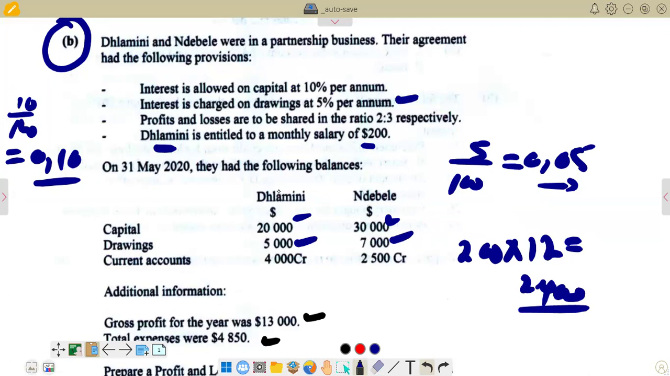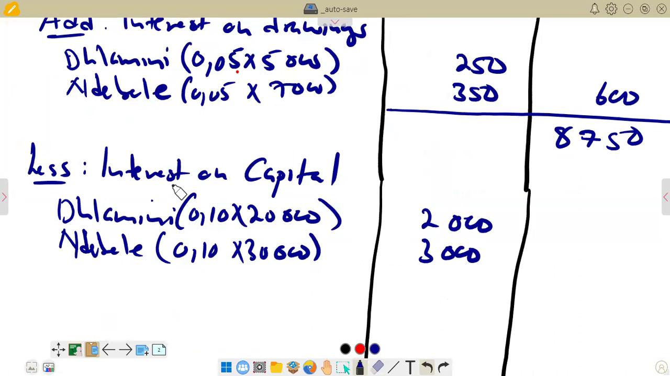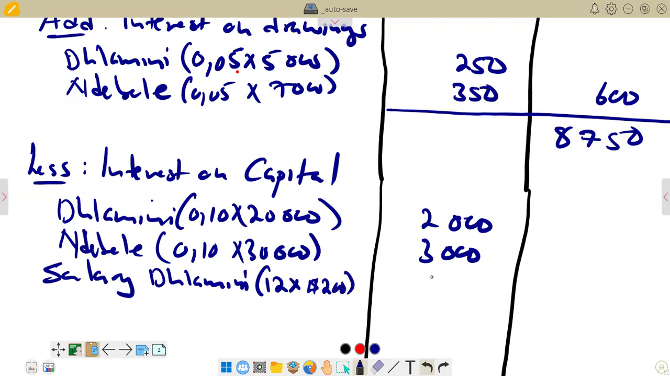So we're just going to summarize it as such. So you've got salary for Damini. So here we are saying salary, and this salary is for admin. In the brackets, you can just summarize the working whereby we are saying 12 months times the monthly salary, which is 200. Then multiply the two, you're going to get 2,400. So this is what we have in terms of what we are supposed to subtract in this appropriation.